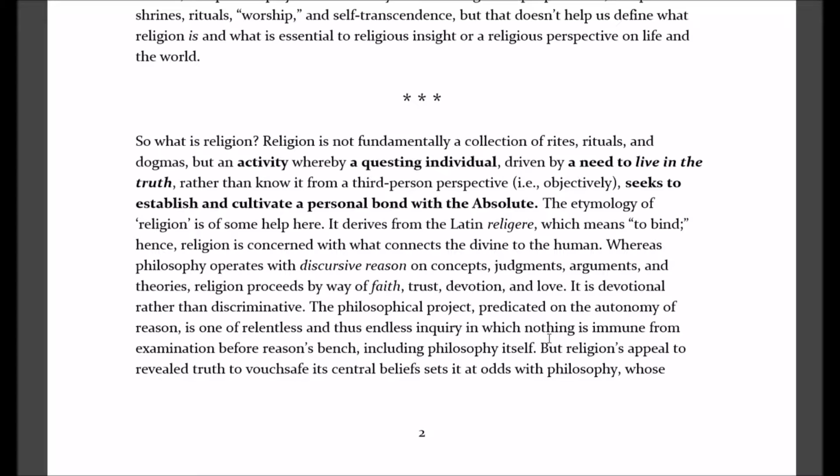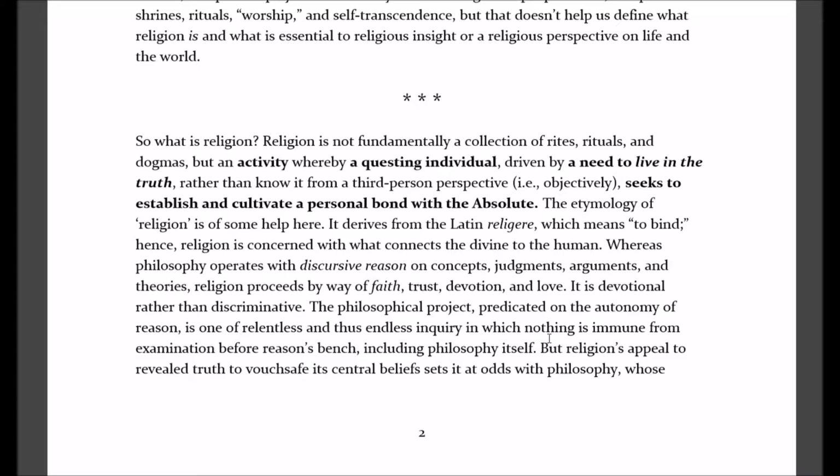It uses inquiry, inquisitiveness, aimed at clarifying and explaining and arguing. And that is not what religion deals with. Philosophy deals with concepts and judgments and arguments. Religion does not. It deals with faith and trust and devotion and love, things like that.